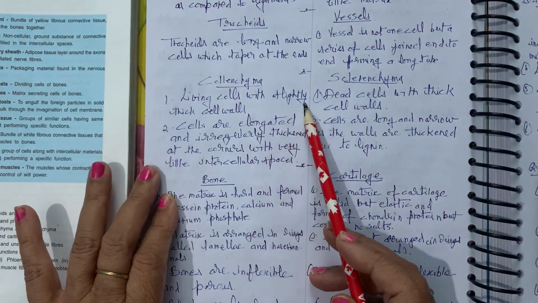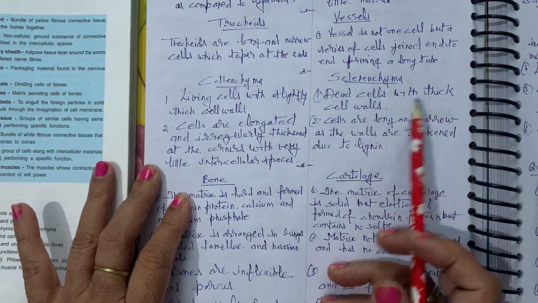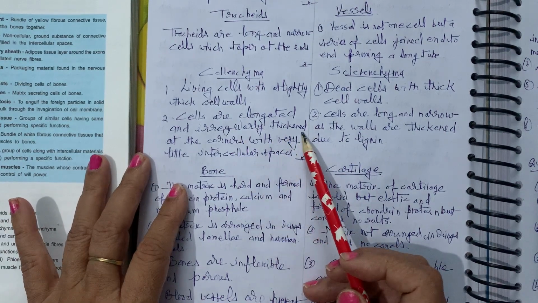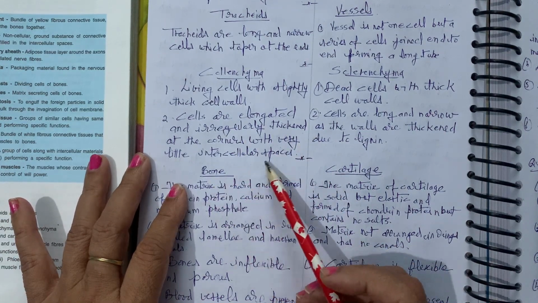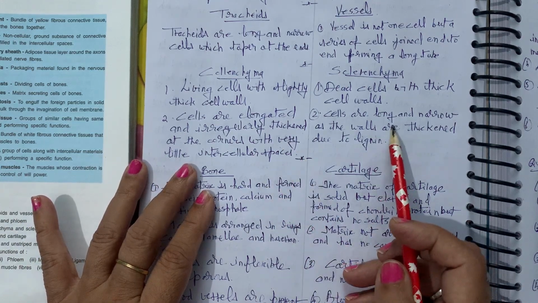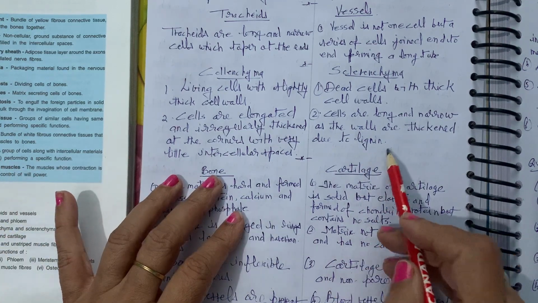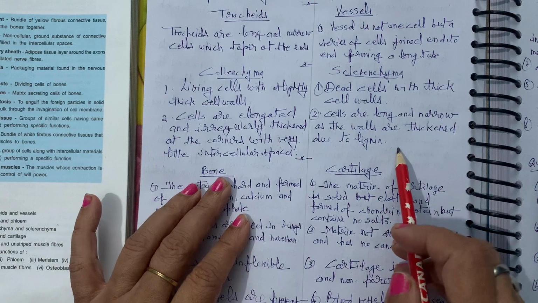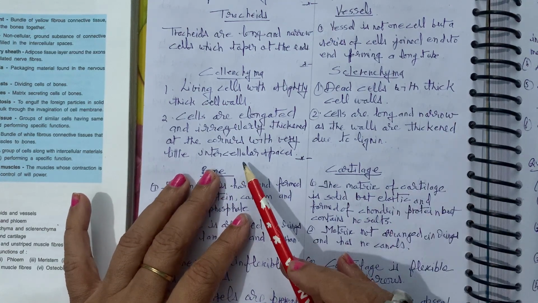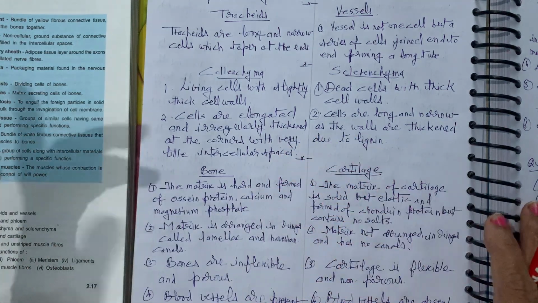Collenchyma cells are living cells with slightly thick cell walls. Sclerenchyma are dead cells with thick cell walls. Collenchyma cells are elongated, irregularly thickened at the corners, with very little, meaning fewer, intercellular spaces. Sclerenchyma cells are long and narrow, with walls thickened due to lignin. Intercellular spaces are totally absent in sclerenchyma, little present in collenchyma, and large in parenchyma.